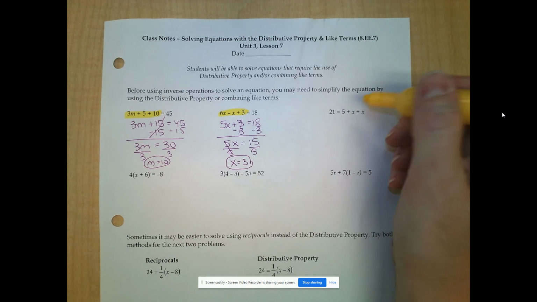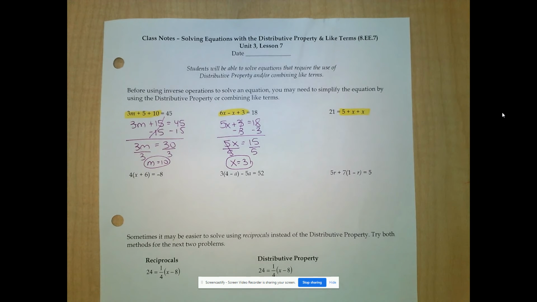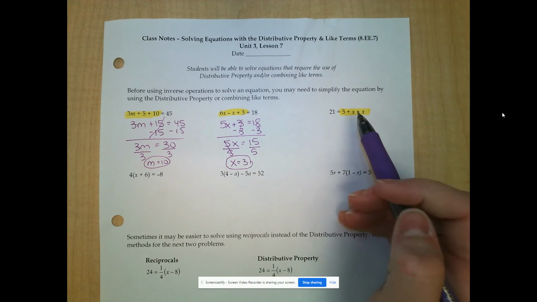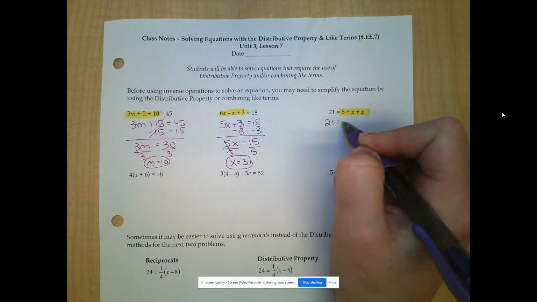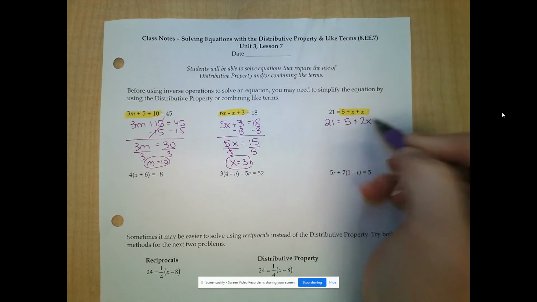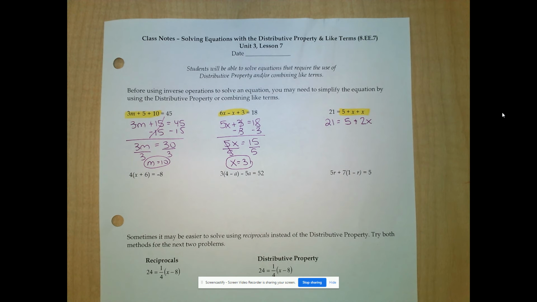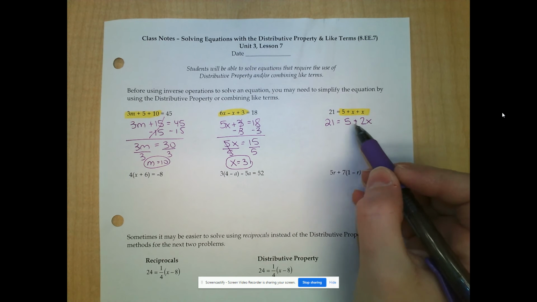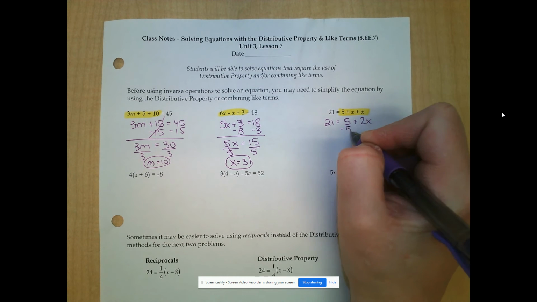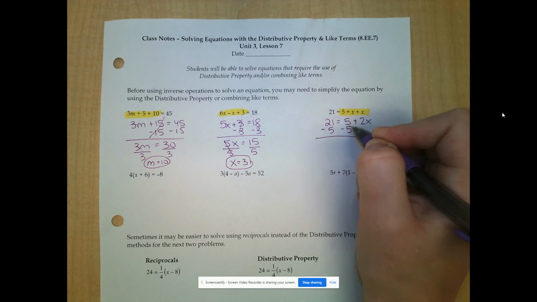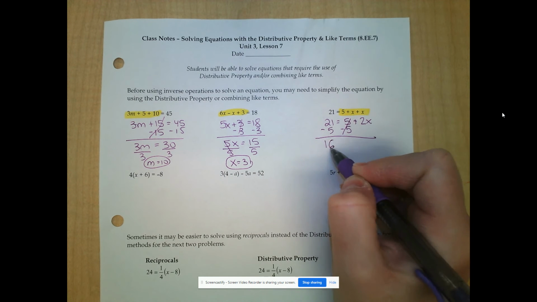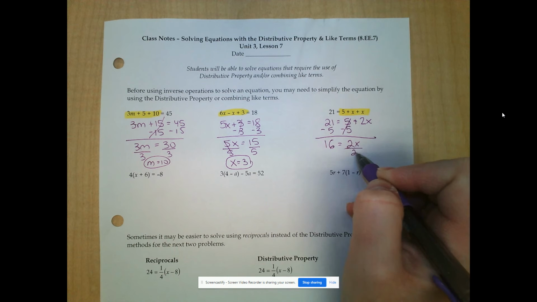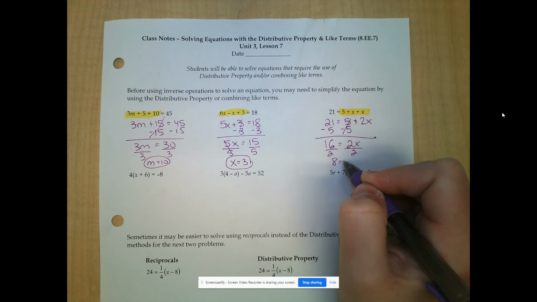On the next one, when I look at the side with the variable, I have x and x. Now they're both plus, so this is like plus 1x, meaning that on the right side I would have 5 plus 2x. It's a two-step equation now. I have a 5 getting added to the 2x, so the inverse would be to take away 5. Positive 5 take away 5 would be 0. I would have 16 equals 2x. I would divide both sides by 2 and get 8 equals x.